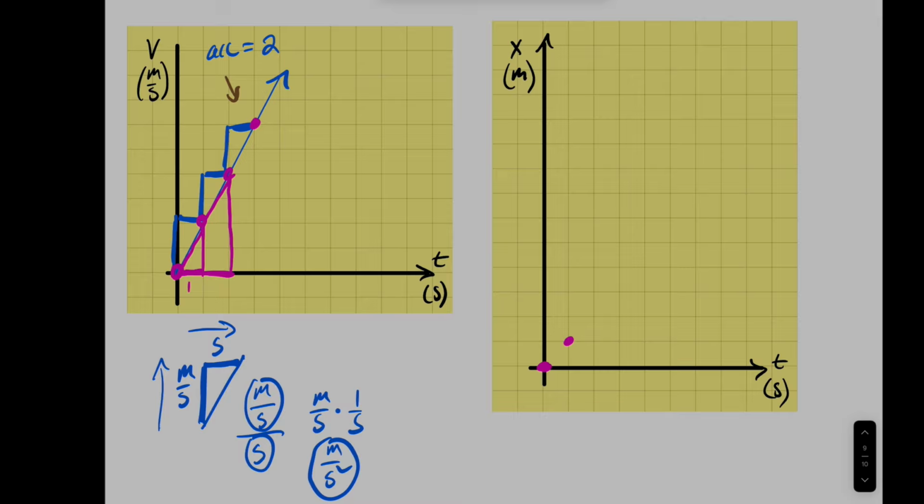So let's figure out what the total area is. I'm going to switch colors again to blue. Let's figure out that triangle right there. That has a base of 2, and it's got a height, you can count it, of 4. And so then 1/2 the base times the height is equal to 4. So that means all of this area from 0 to 2 seconds is 4.